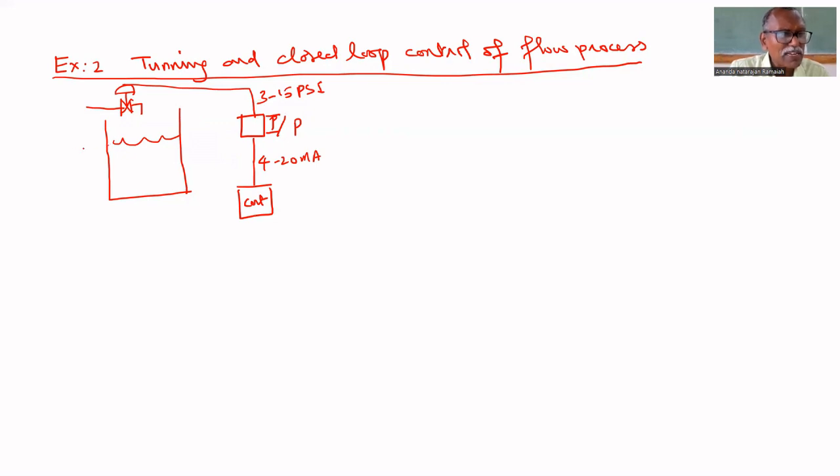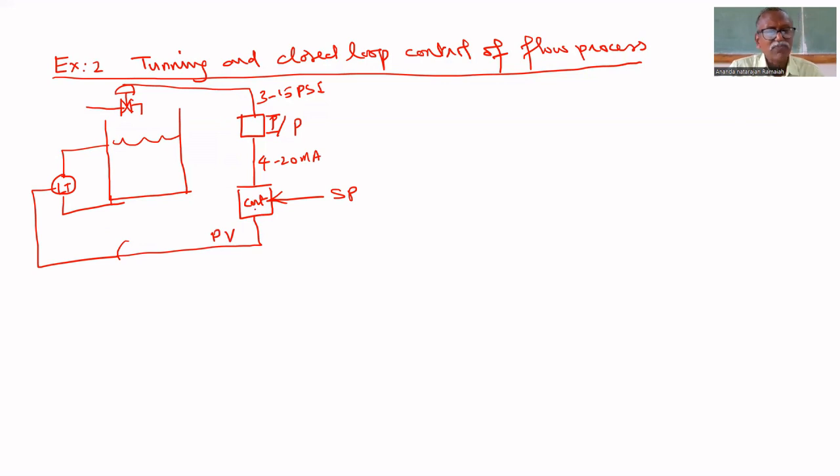For that, we have to measure the level. A level transmitter is there. Already I have seen a DPT is used to measure the level. And it is compared with the set point. Set point is given to the controller, and the process variable is also given to the controller. It finds the difference and gives 4 to 20 milliamps according to level.